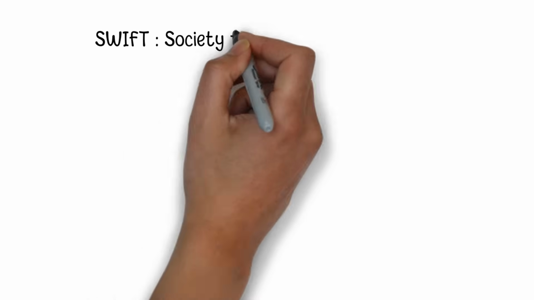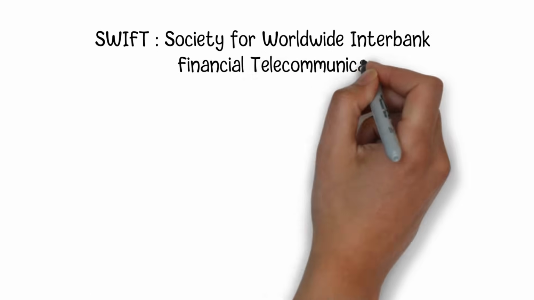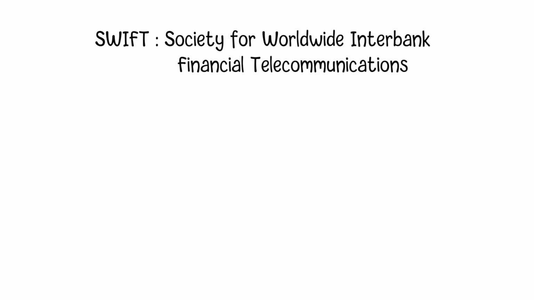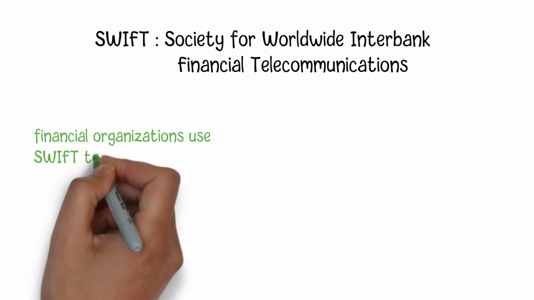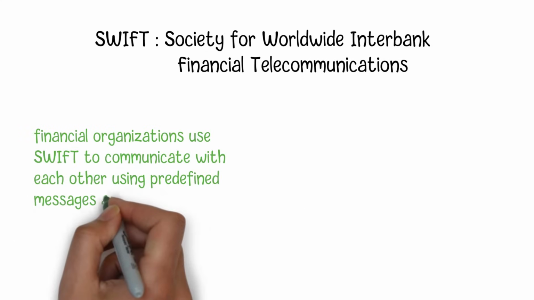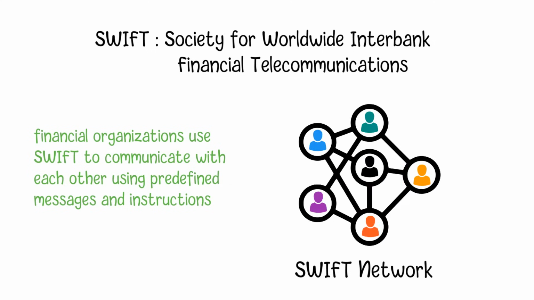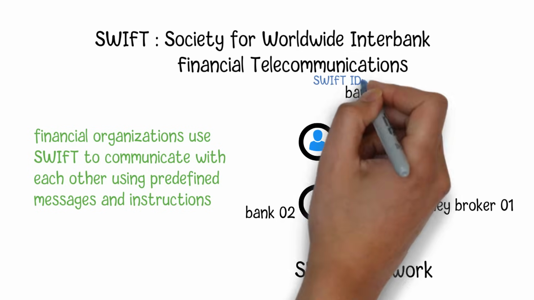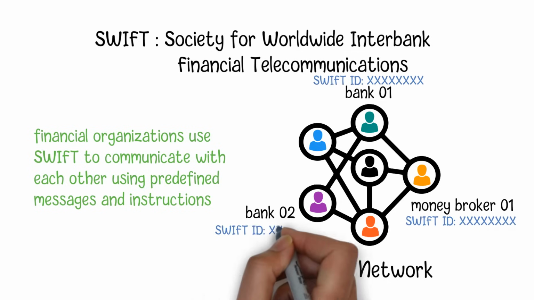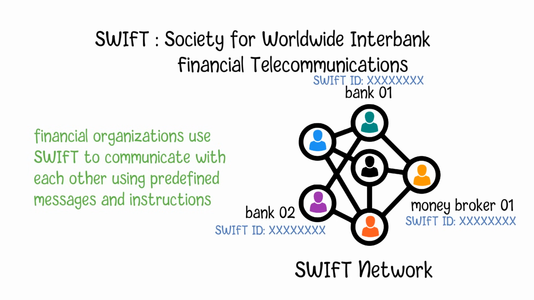SWIFT, also called the Society for Worldwide Interbank Financial Telecommunications, is a message network which is used by financial organizations such as banks and money brokers to communicate with each other using predefined messages and instructions. Put simply, SWIFT works like a social network in which the users are all financial institutions. Each user will have a unique SWIFT ID, and they can securely send and receive information between each other for their daily business, such as money transfer, etc.